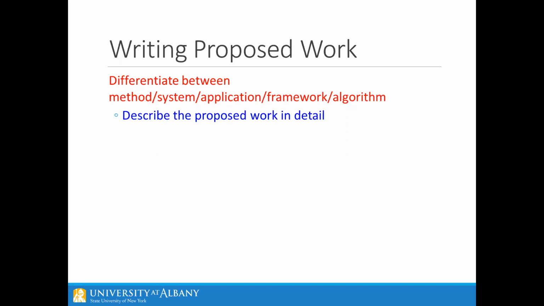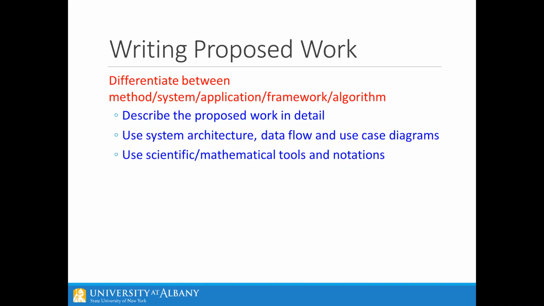Okay, so I assume that in this course most of you are working on a system or application, but then you need to describe your proposed work in detail. And what details should you provide? You should provide system architecture, data flow diagrams, use case diagrams, and you should also try to make it formal and scientific by using scientific mathematical tools and notations. Okay, you should use figures, block diagrams, flow charts, and algorithms to describe your work.